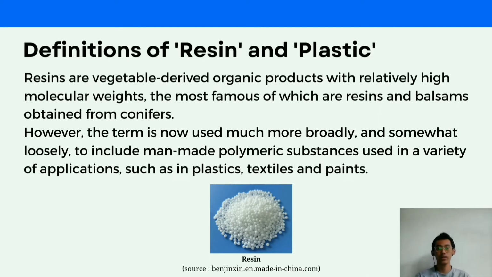Definitions of resins and plastics. Resins are vegetable-derived organic products with relatively high molecular weights, the most famous of which are resins and balsams, obtained from conifers. However, the term is now used much more broadly and somewhat loosely, to include man-made polymeric substances used in a variety of applications, such as in plastics, textiles, and paints.